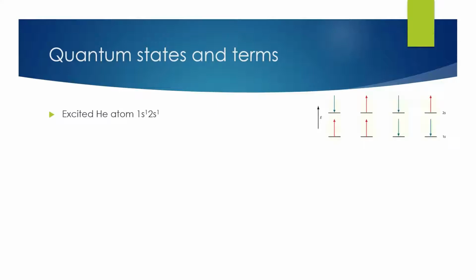So if we were to draw this naively, we could draw any of these 4 configurations. So we have a 1s electron, we have an electron in the 2s orbital, and either one of those could be spin up or spin down. That gives us 4 combinations here. And now we want to think about what can we say about these various states.